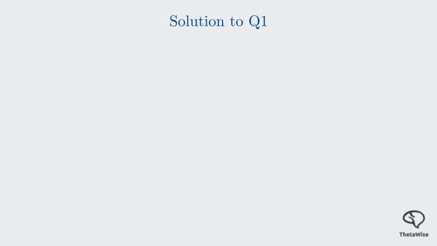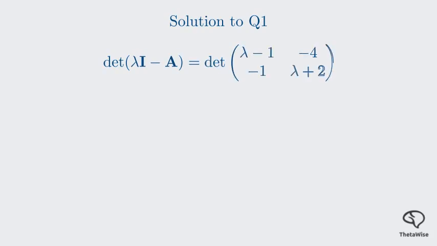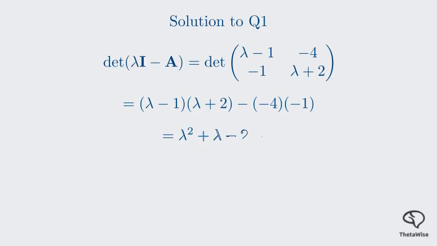First, we find the characteristic polynomial by calculating the determinant of lambda I minus A. This is the determinant of the matrix with entries lambda minus 1, negative 4, negative 1, and lambda plus 2. The determinant is (lambda minus 1)(lambda plus 2) minus 4. Expanding this gives lambda squared plus lambda minus 2 minus 4, which simplifies to lambda squared plus lambda minus 6. So the characteristic polynomial is lambda squared plus lambda minus 6.